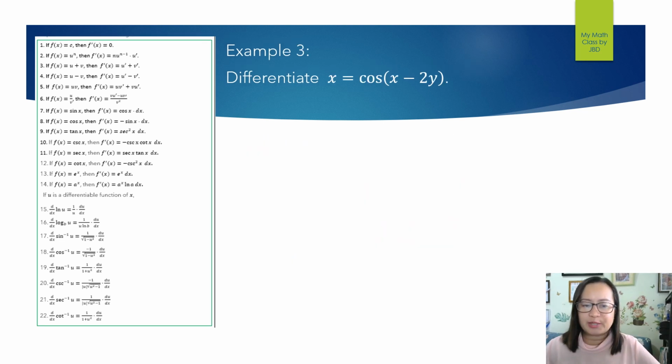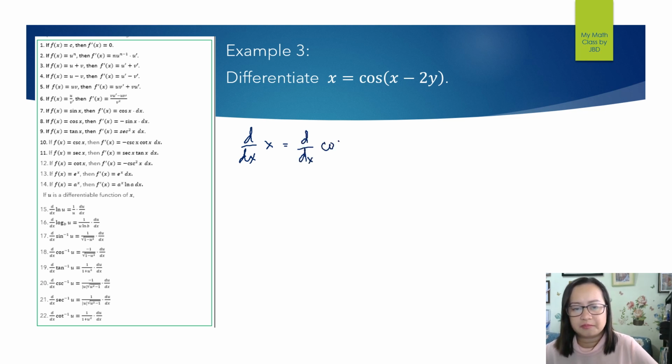Now let's have example number 3. We differentiate both sides. The derivative of x with respect to x is 1. Now using rule number 8, we will have negative sine of x minus 2y times 1 minus 2 dy dx.